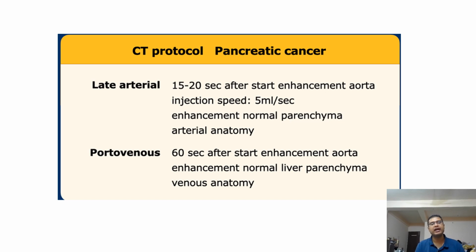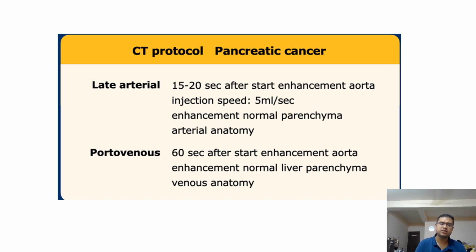And with that, arterial anatomy, particularly the replaced hepatic artery or accessory hepatic artery arising from the SMA, can be assessed in the vicinity of the tumor, and also their invasion, whether the tumor is abutting the artery or invading the artery, can be easily assessed in arterial phase.